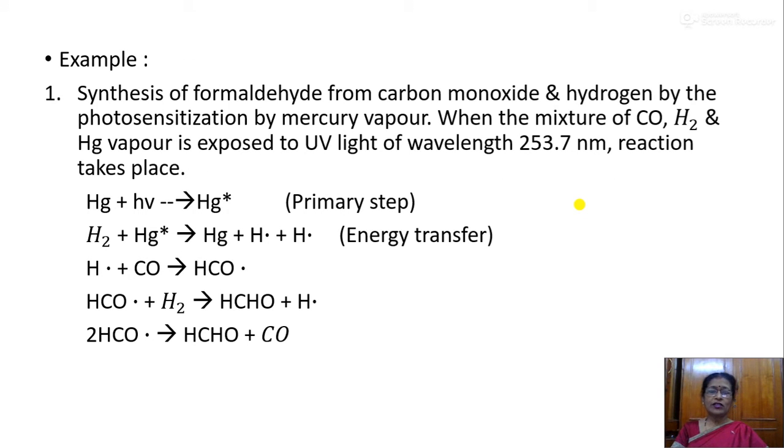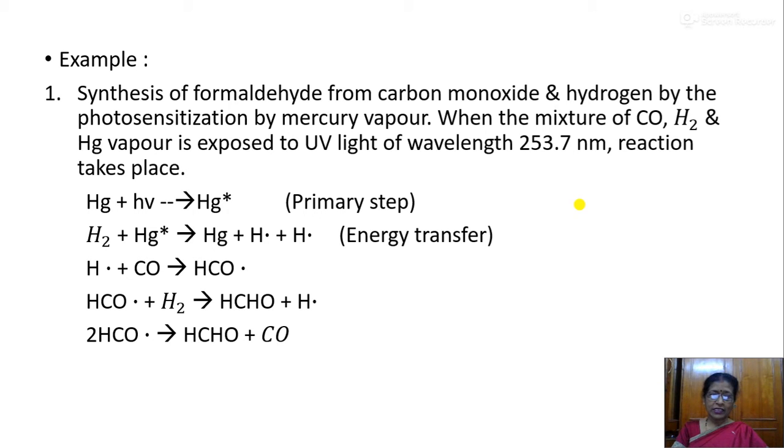Example: the synthesis of formaldehyde from carbon monoxide and hydrogen by photosensitization by mercury vapor. When the mixture of carbon monoxide, hydrogen and mercury vapor is exposed to UV light of wavelength 253.7 nanometer, the reaction takes place as follows. First, as I told you, a photosensitizer is required. That is mercury. Mercury absorbs the radiation and goes to the excited state. That is the primary step, Hg*.